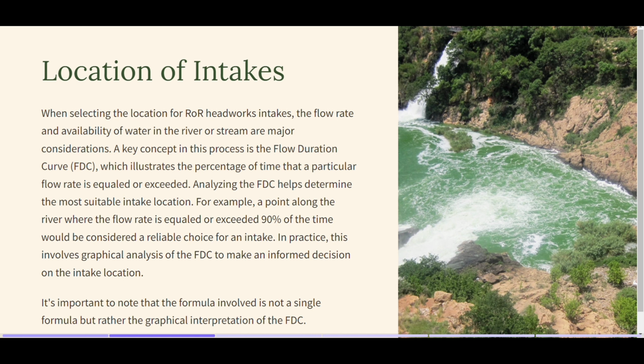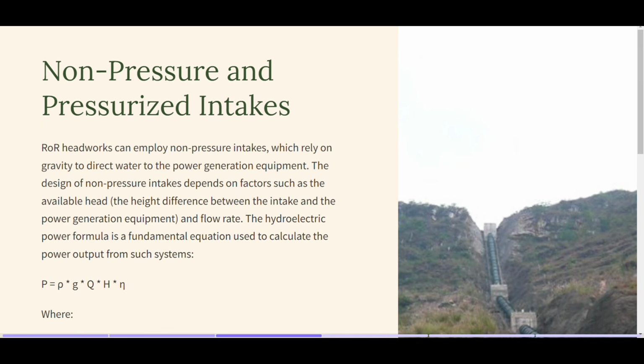For example, a point along the river where the flow rate is equaled or exceeded 90% of the time would be considered a reliable choice for an intake. In practice, this involves graphical analysis of the FDC to make an informed decision on the intake location. It's important to note that the formula involved is not a single formula but rather the graphical interpretation of the FDC. Non-pressure and pressurized intakes.